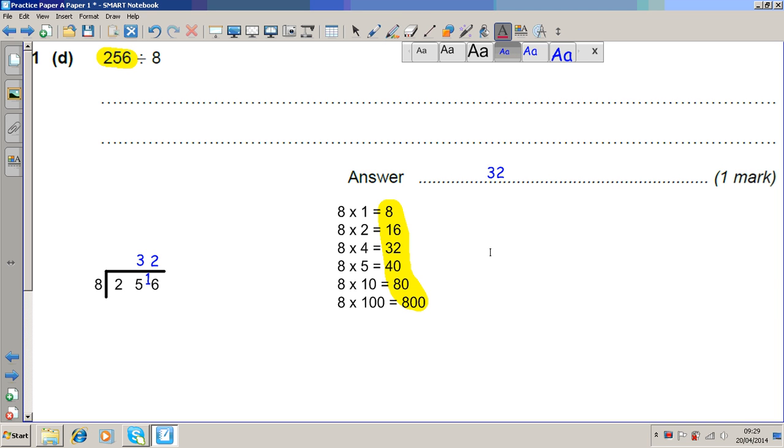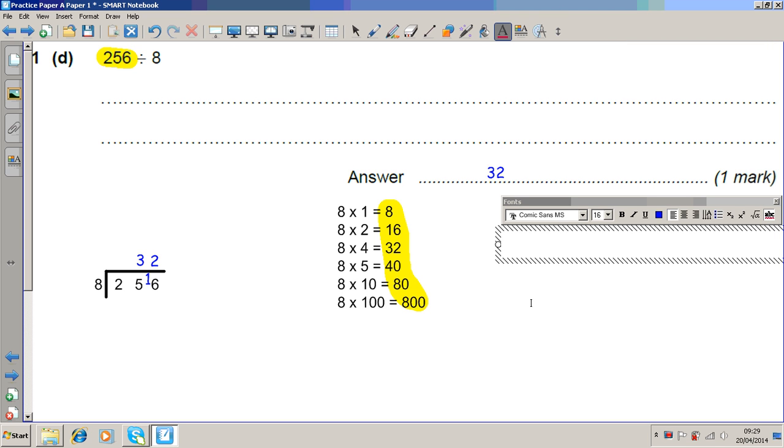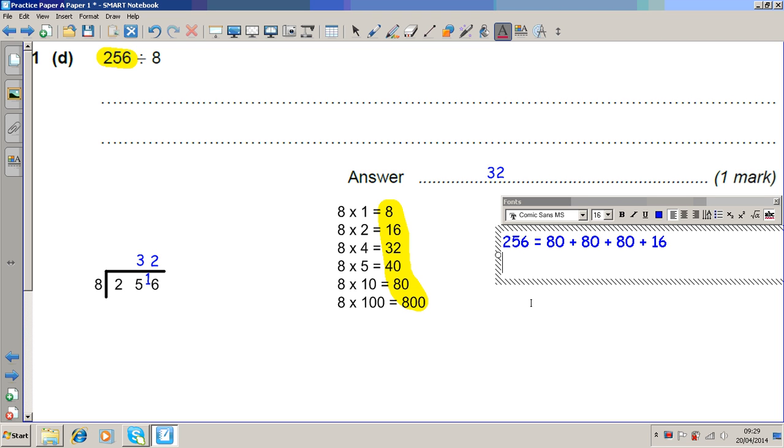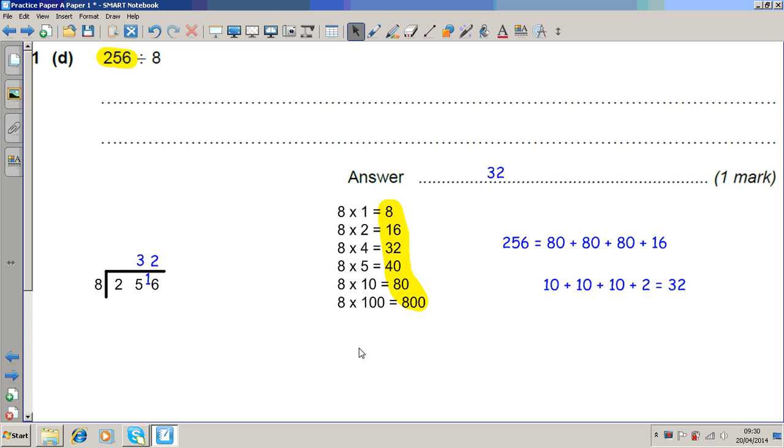Okay, so we could do 80, add 80 is 160, add 80 is 240, add 16 is 256. Okay, so you can add them together. So now what numbers gave us them times tables? Well, 80 was 10 lots of 8, and 80 is 10 lots of 8, and 80 was 10 lots of 8, and 16 was 2 lots of 8. So our answer then is 32. Alright, so you sort of multiply your way up, or you can learn how to do the bus shelter and do it well.